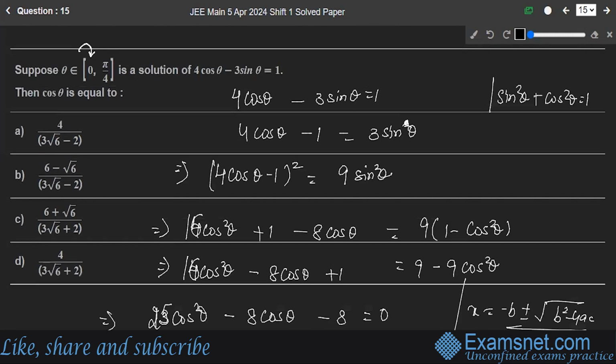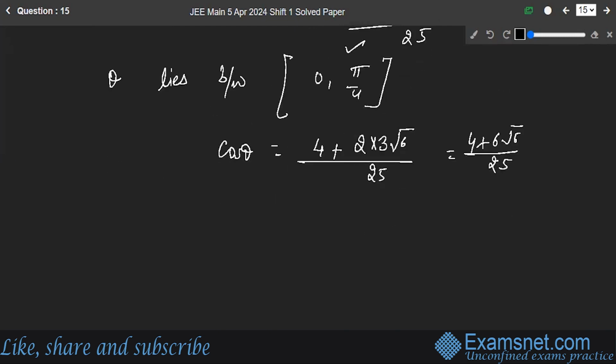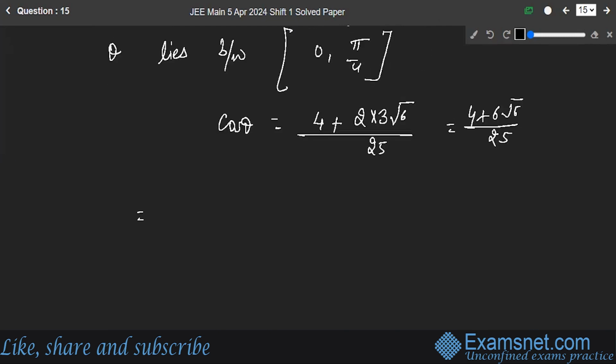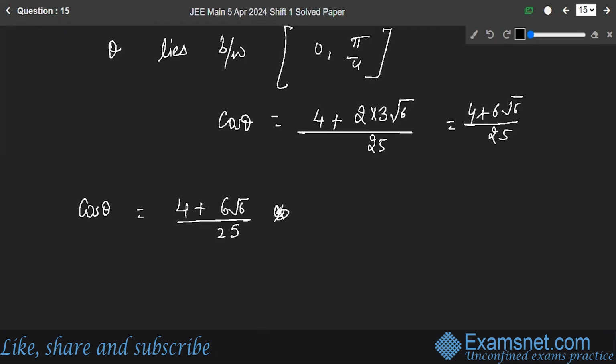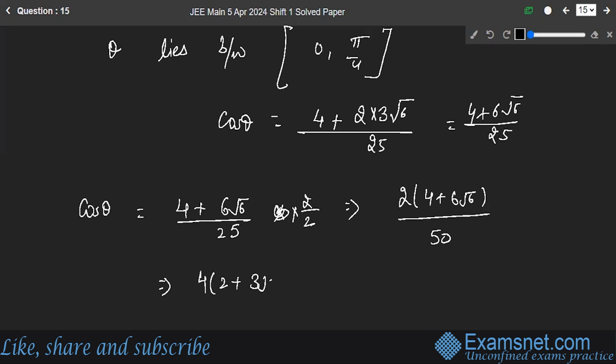Let's check with the options. I don't have any such option. So let's try and do one thing. This is root 6 minus 2 or plus 2 in the denominator. And let's do this thing. You have cos theta is equal to 4 plus 6 root 6 upon 25. Let's multiply the numerator and the denominator by 2. So you will have here 2 into 4 plus 6 root 6 upon 50. This will be 4, 2 plus 3 root 6.